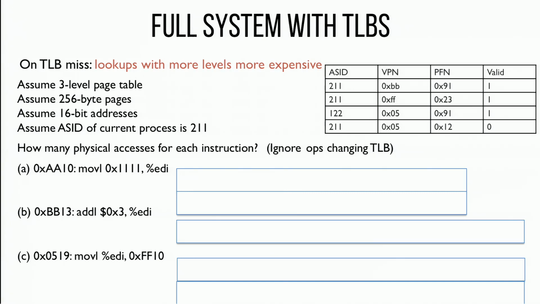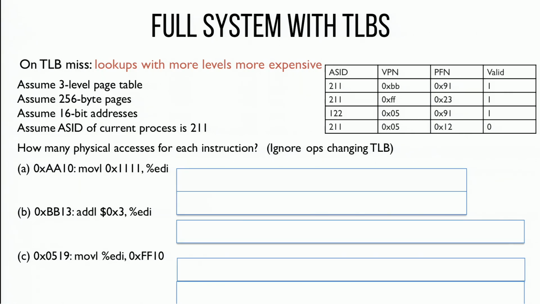So I said this one's set up to be nice. If we have 256-byte pages, that's 2 to the 8th, right? So this is 8 bits. So this is going to be 2 hex digits for our page offset. I told you the total thing is 16.